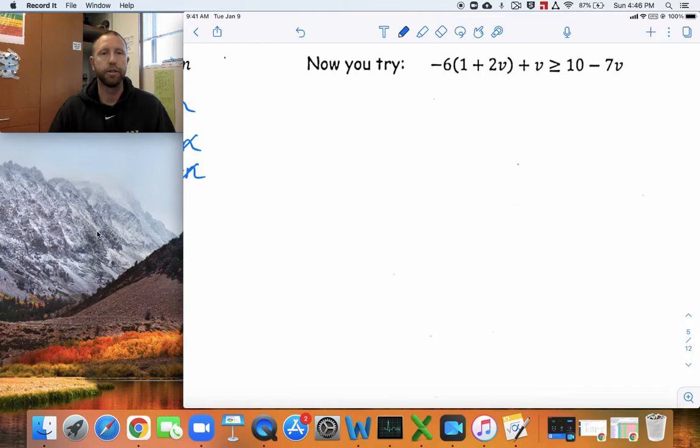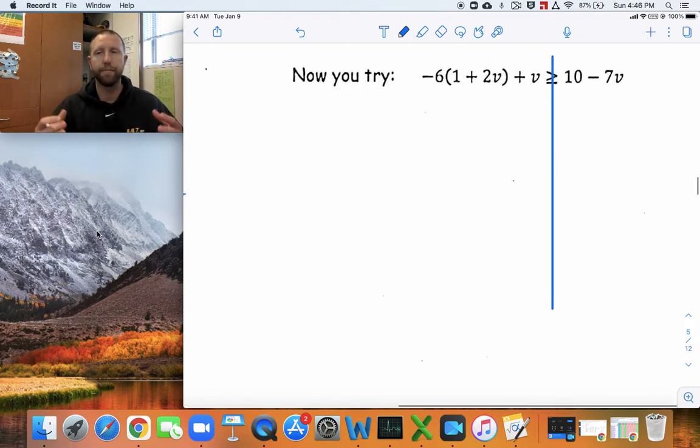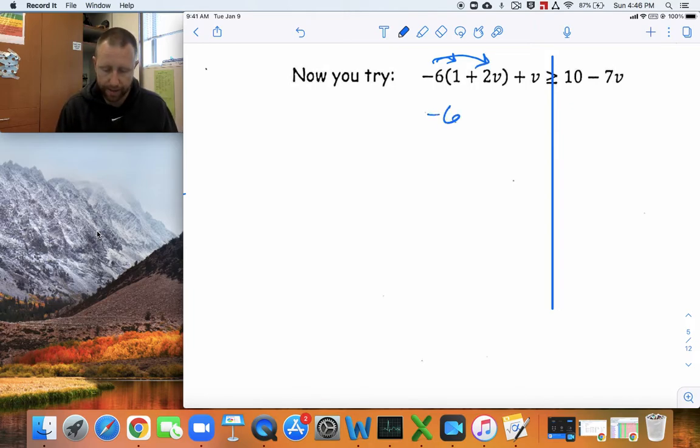I see what you're doing. You're just waiting on me to solve it for you, aren't you? Okay, well, let's do it together, just like we did the last one. Go ahead and draw your wall right away. You know, it's like a light bulb going off in your head. You see those parentheses, you know it's time to distribute. So I'm going to distribute that negative 6. Negative 6 times 1 is negative 6. Negative 6 times 2v is negative 12v.